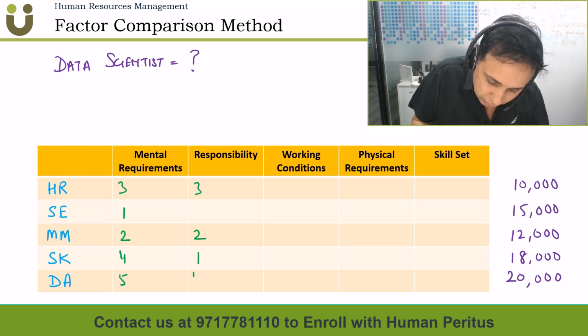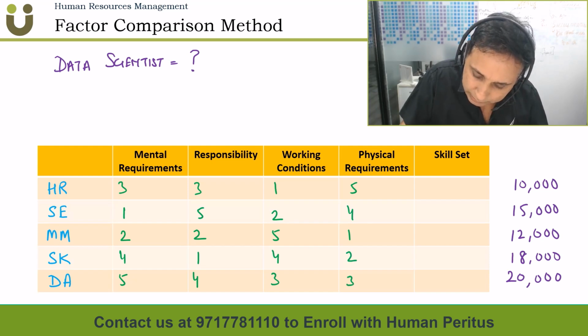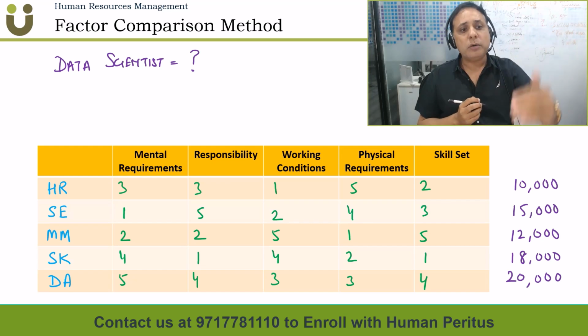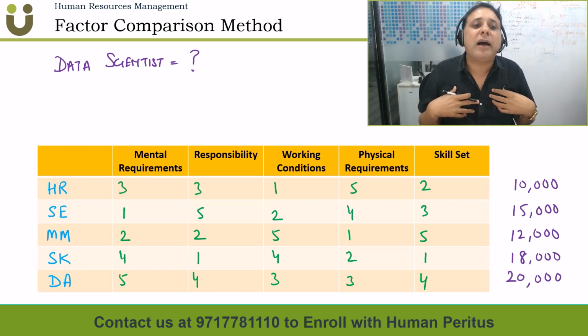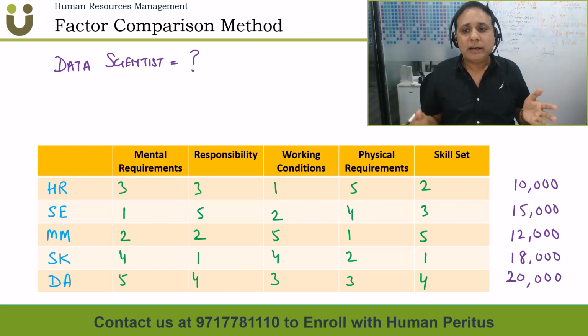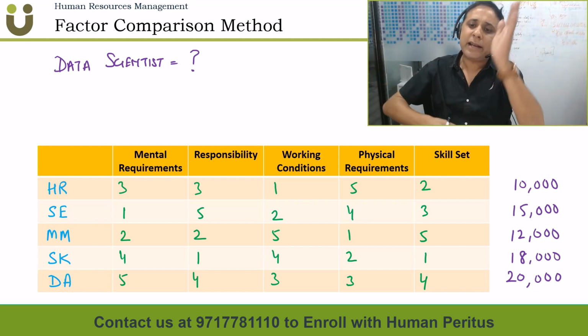Then for the next factors the rankings are 1, 2, 3, 4, 5, then 5, 4, 1, 2, 3, and maybe 2, 3, 5, 1, 4. So I have ranked each of these factors individually, based on whatever I know and understand. For example, if I take skill set, the fifth one, how do we rate skill set for these five: HR manager, software engineer, marketing manager, storekeeper, and data analyst, and then I rank them 1, 2, 3, 4, 5.